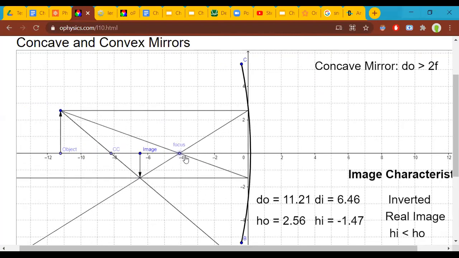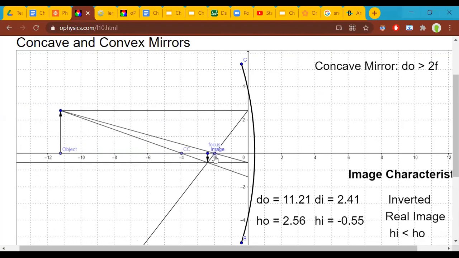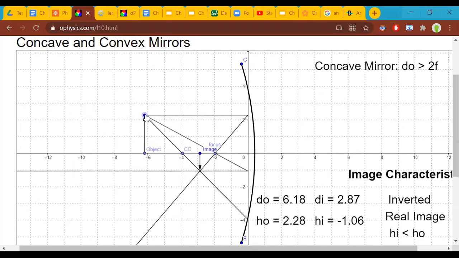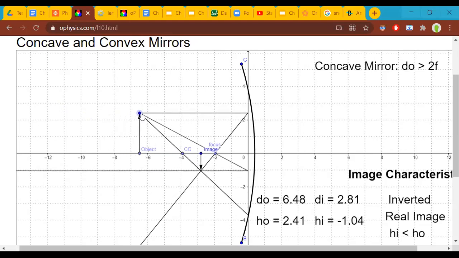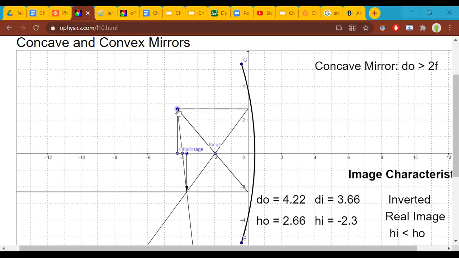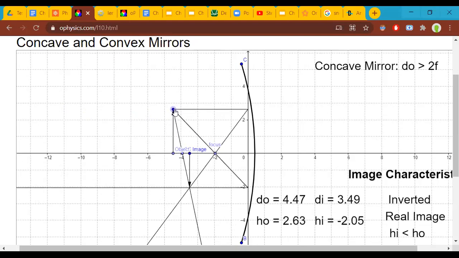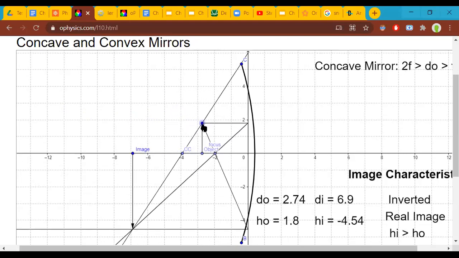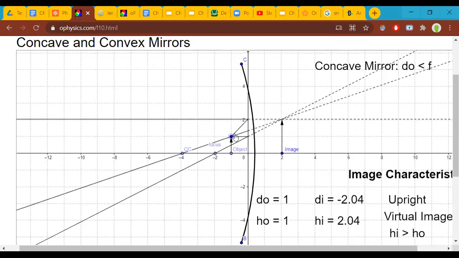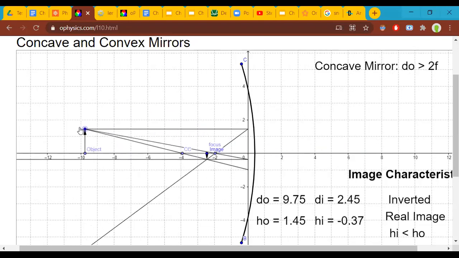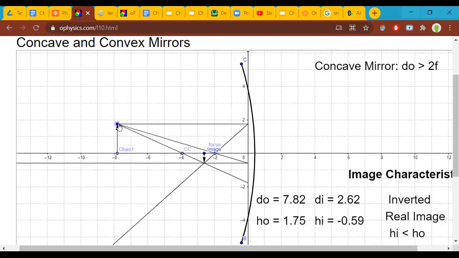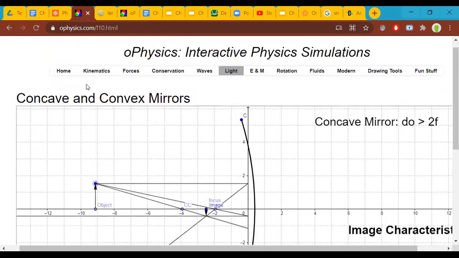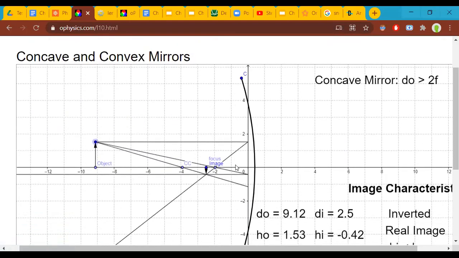You can play around with it. You can also change the focus and see how that affects the image location. It's cool that as you bring the object closer to the focal point, the image gets bigger. But when the object passes the focal point, the image becomes virtual.